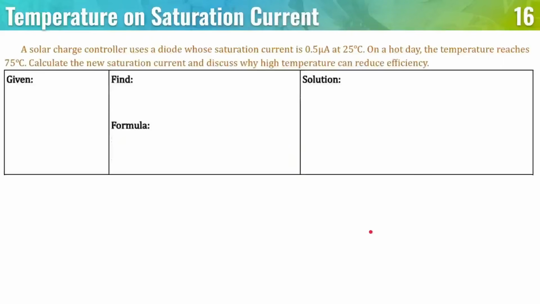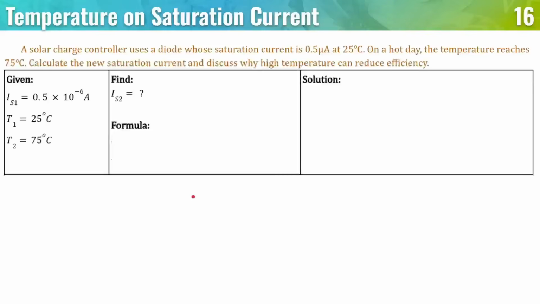So another one, a solar charge controller uses a diode whose saturation current is 0.5 microamperes at 25 degrees Celsius. On a hot day, the temperature reaches 75 degrees Celsius. Calculate the new saturation current and discuss why high temperature can reduce efficiency.